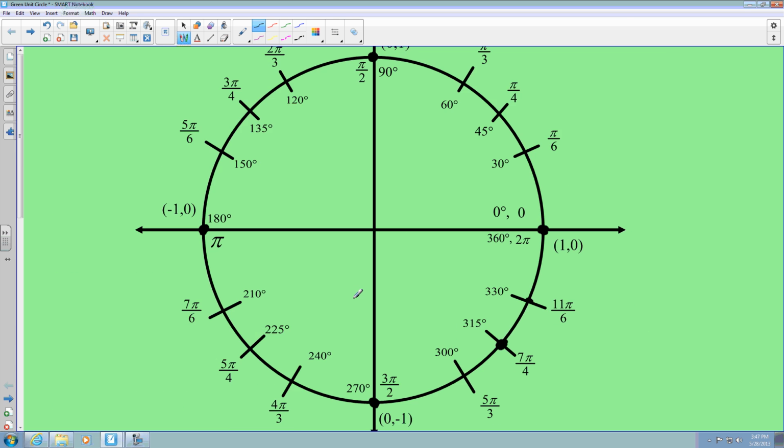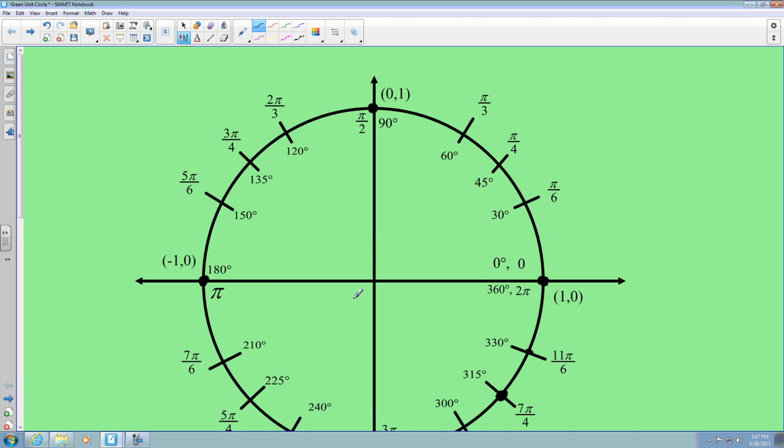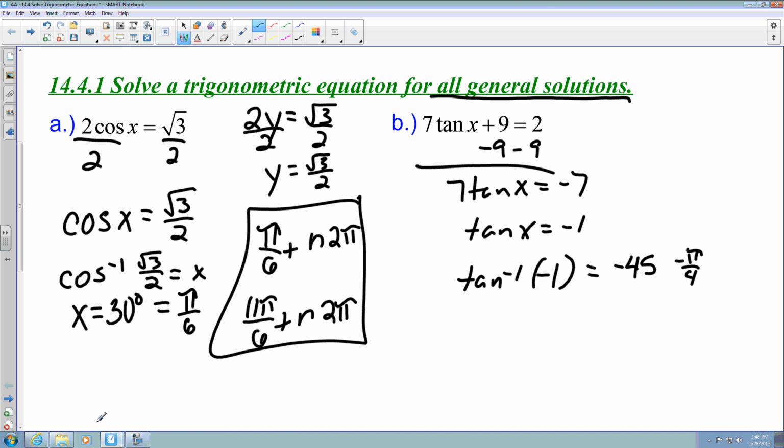So if we go back up here, our reference angle from here to here will also be 45 degrees, or pi over 4. And the other interval is also going to be 3 pi over 4. So when I go back to here, I can rewrite this as 7 pi over 4 plus n times 2 pi, and it's also going to be 3 pi over 4 plus n times 2 pi.